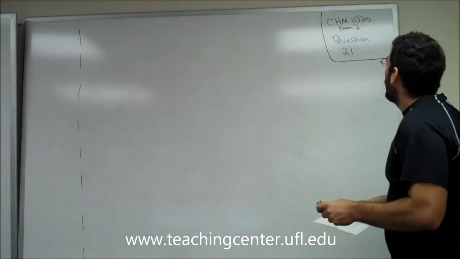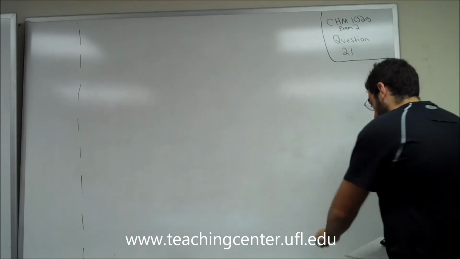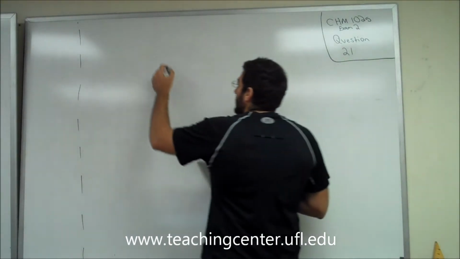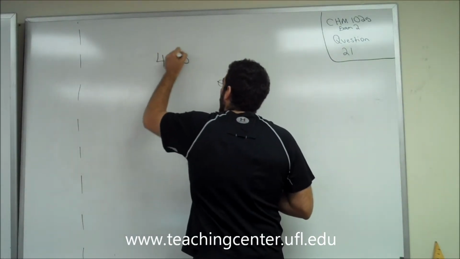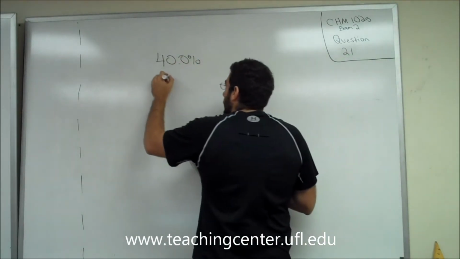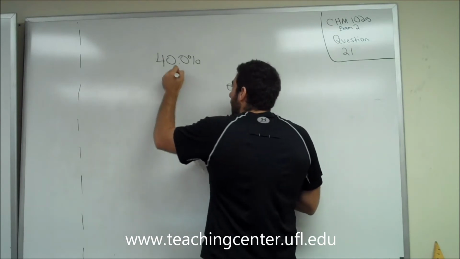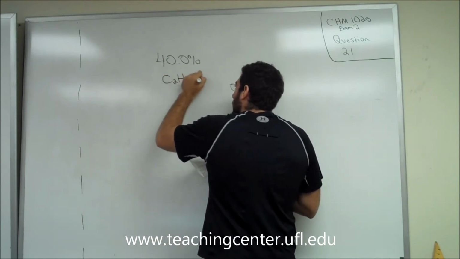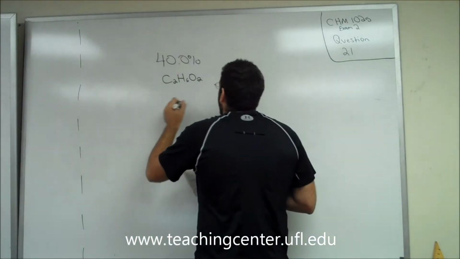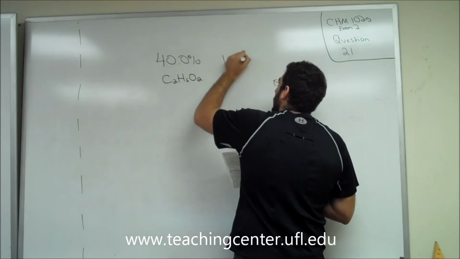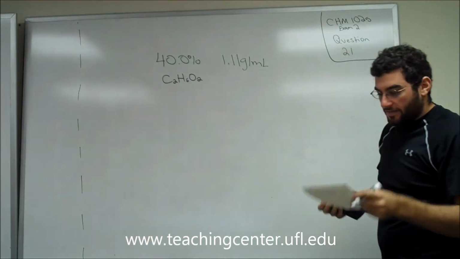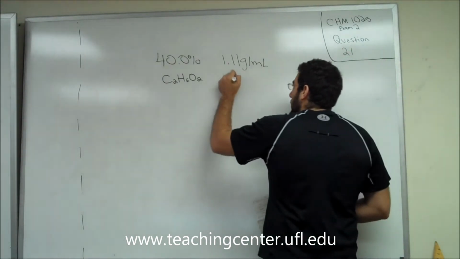Question 21 for Chemistry 1025 Exam 2 says the density of a 40% by mass ethylene glycol, C2H6O2, solution is 1.11 grams per milliliter. So it tells us the density is 1.11 grams per milliliter. Find the molarity of the solution. So we're looking for molarity.